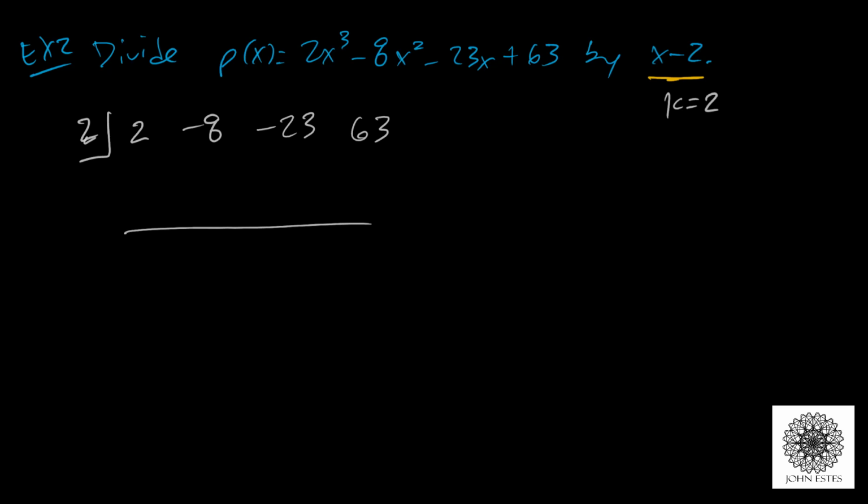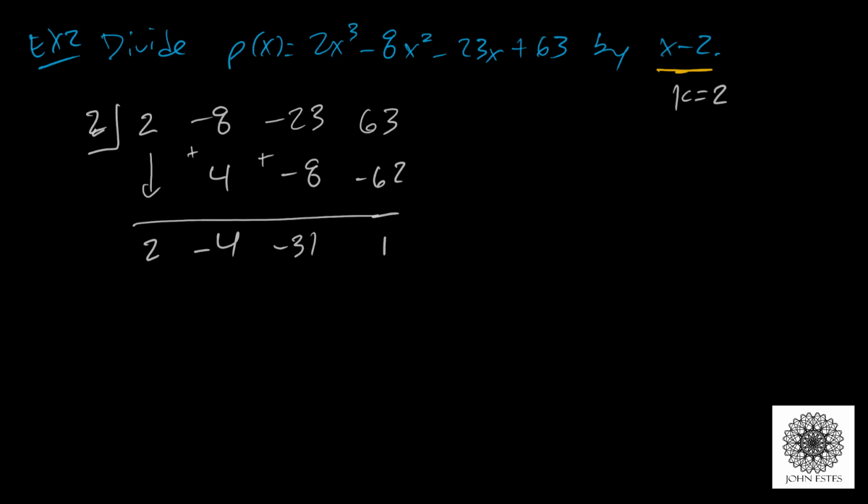So remember, you bring down the 2. You say 2 times 2 is 4. Then you add. So negative 8 plus 4 gives me a negative 4. Then negative 4 times 2 gives me a negative 8. Negative 23 plus a negative 8 gives me a negative 31. Now negative 31 times 2 gives me a negative 62. And when I add, I get a positive 1.